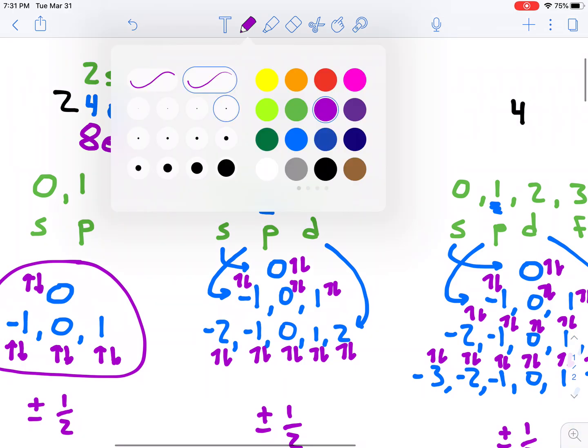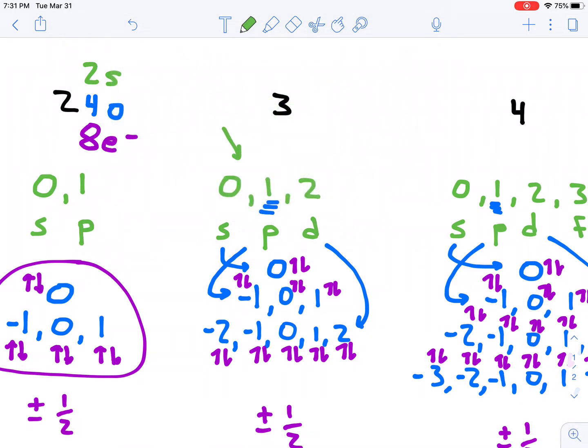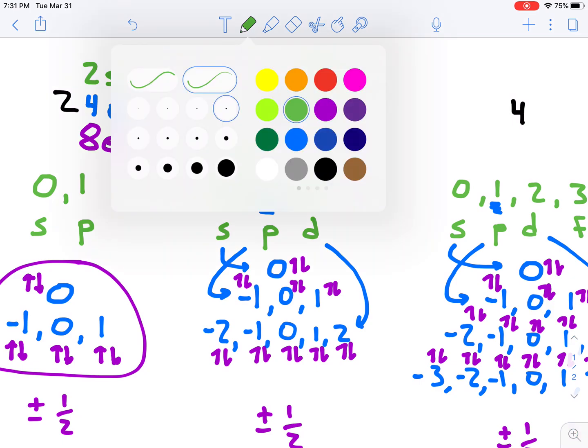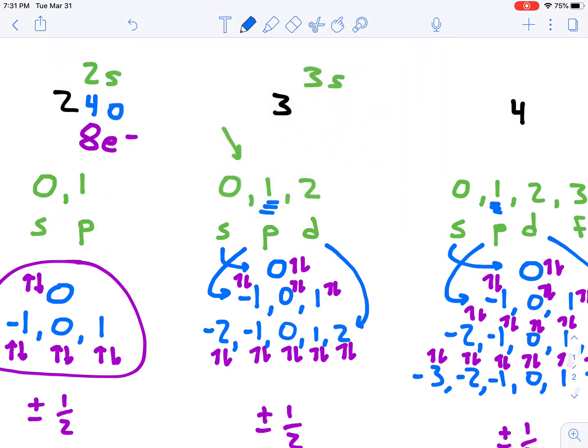Let's go over to the third. In the third one, we have 3 letters, so we have 3 sublevels. In those 3 sublevels we have a grand total of 9 orbitals. That does make sense. And in those 9 orbitals, we have a grand total of 18 electrons.